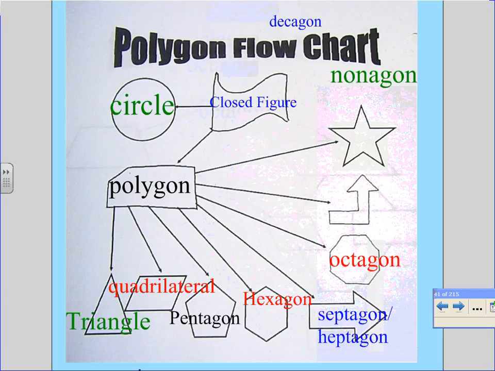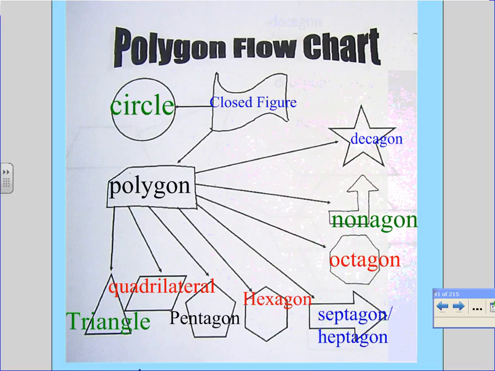Okay, this one has 9 sides. This fancy little arrow. Evan? Good, nonagon. And what about the nice star? Amberly? Okay, what if I had something on here that had 12 sides? What would you call that? Kevin? Good, dodecagon. Anything with 11 sides or more than 12, what do we call that? Nathan S? Good, an n-gon. So anything with 11 sides or more than 12, we're calling an n-gon.